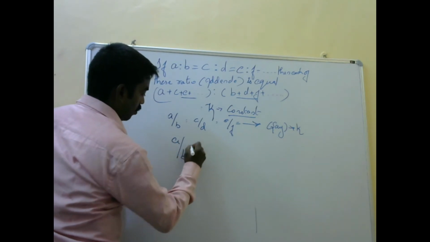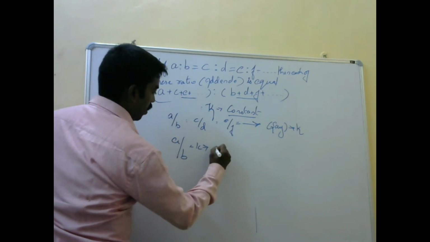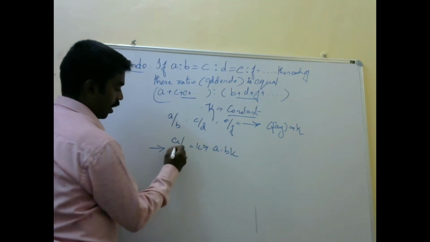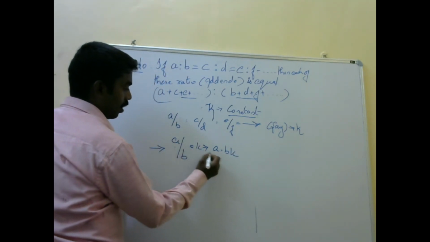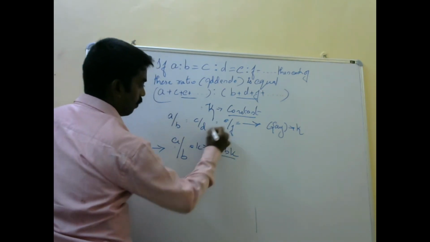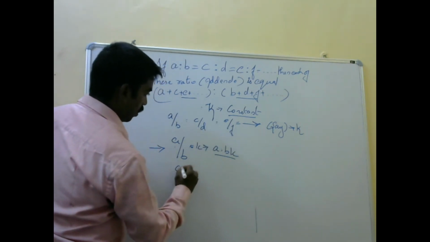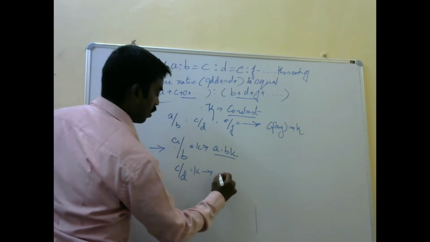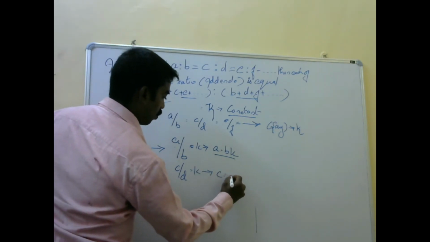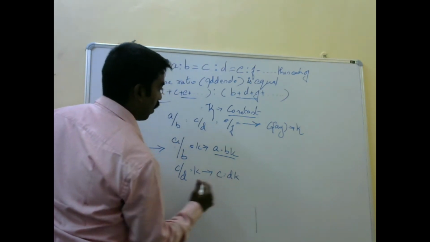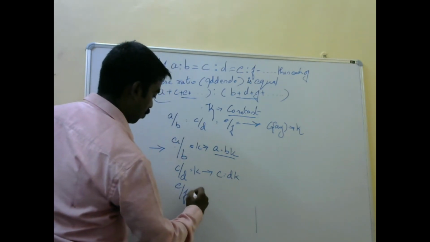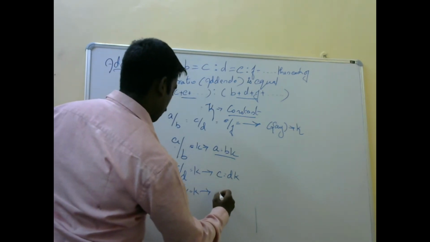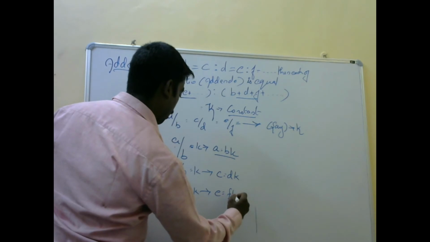A by B is equal to K means what do you write? A is equal to BK. Can you see this? A by B is equal to K means A is equal to BK. Same for this: C by D is equal to K, so C is equal to DK, and E by F is equal to K, so E is equal to FK.